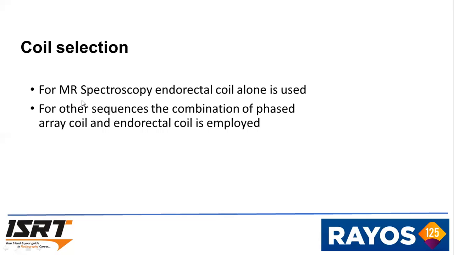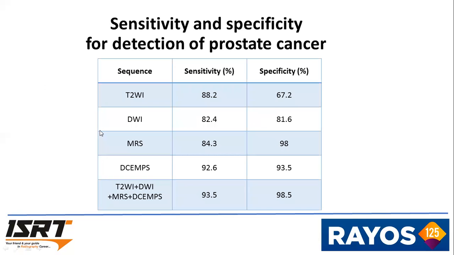Now, the coil selection. The coil selection has an important role in the success of the study. For MR spectroscopy, endorectal coil alone is used. For other sequences, the combination of phased array coil and endorectal coil is employed.